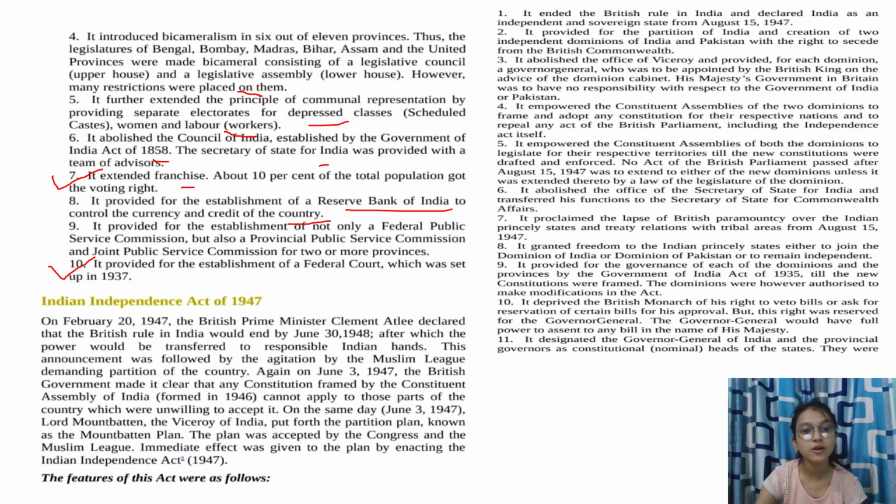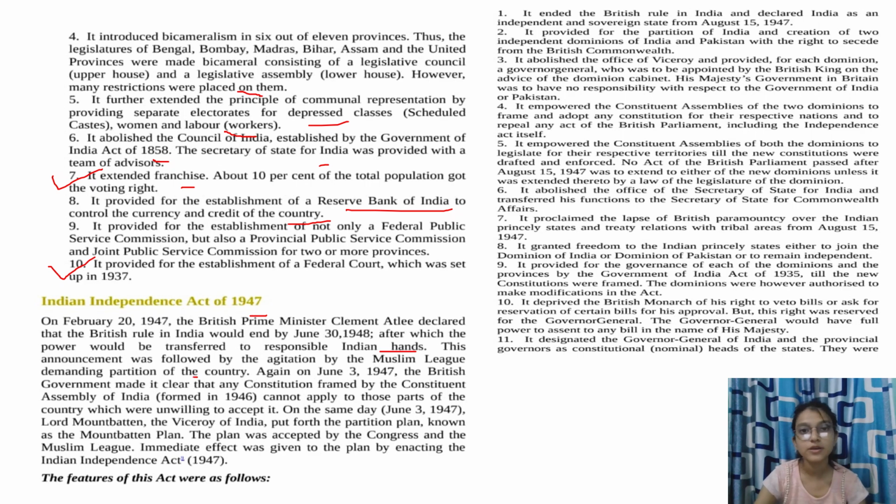Then we have the Indian Independence Act of 1947. On February 20, 1947, the British Prime Minister Clement Attlee declared that British rule in India would end by June 1948, after which power would be transferred to responsible Indian hands. So during all this period, the Indians were very unsatisfied with how the British were regulating and torturing them. They were already about to get their independence, and at that time the act declared that the British would stop ruling and end their rule in India. This announcement was followed by agitation by the Muslim League demanding partition of the country.